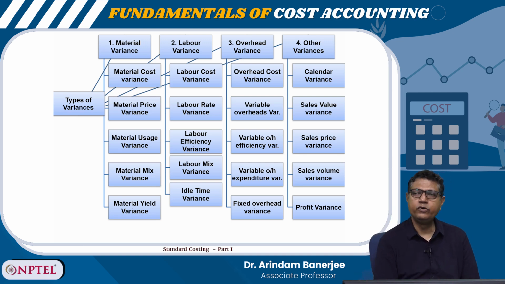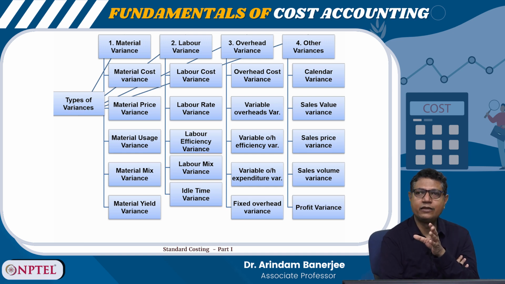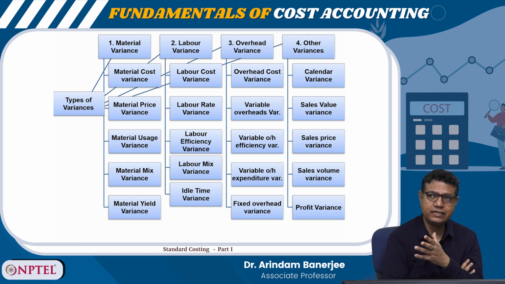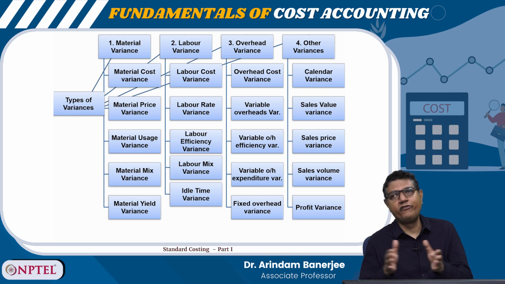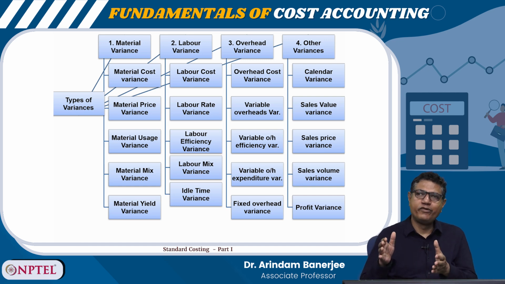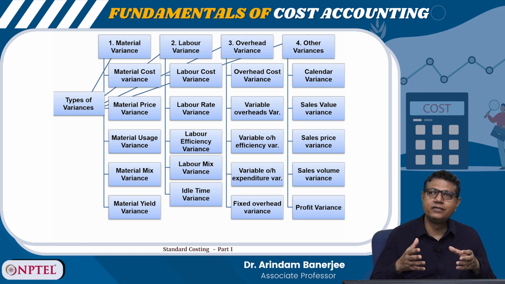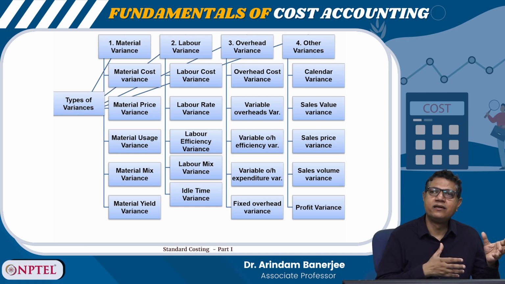Other than that, there are a few other variances. As I said, I can calculate the variance of income also. I can calculate calendar variance, sales value variance, sales price variance, sales volume variance, and ultimately the profit variance. I estimated that I will earn some profit, but actually my profit is something else. So why is it so? The question is why my profit is different from what I estimated under standard conditions.